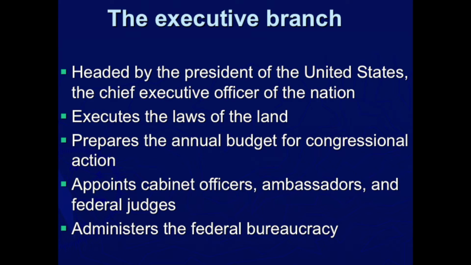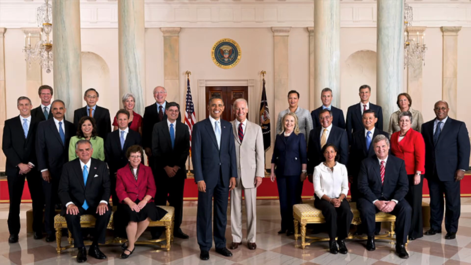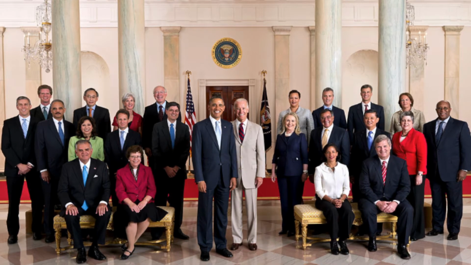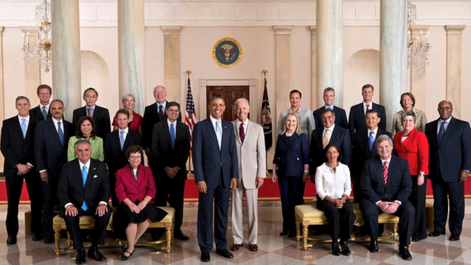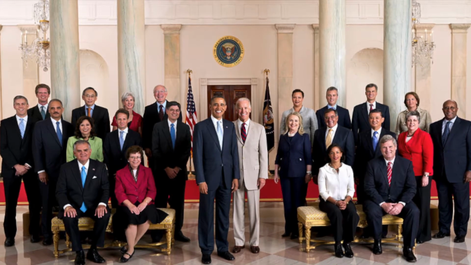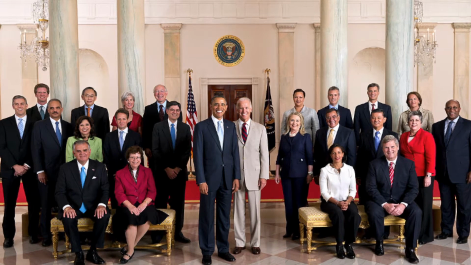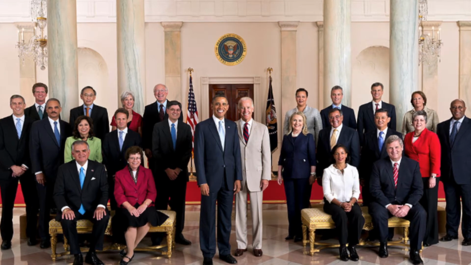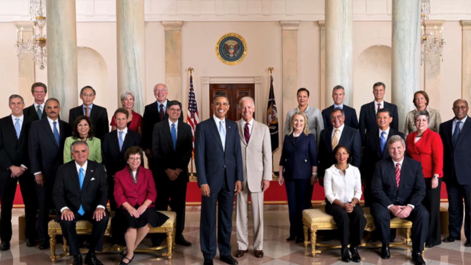The next power of the executive branch is appoints cabinet officers, ambassadors, and federal judges. And I told you that before, previously, that, again, the president needs these members to help him effectively run the government. Plain and simple. He needs these members to effectively enforce or do his job as a president. He needs these cabinet members, these ambassadors, and these federal judges to help him do his job. He can't do it by himself.